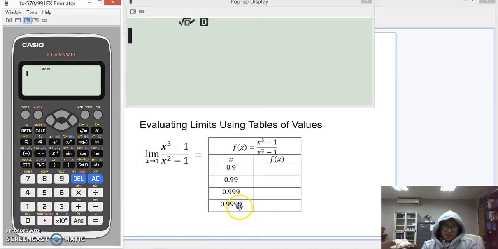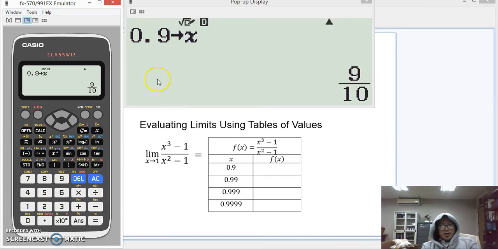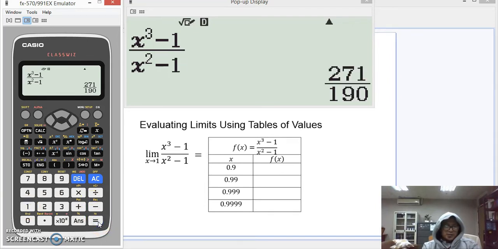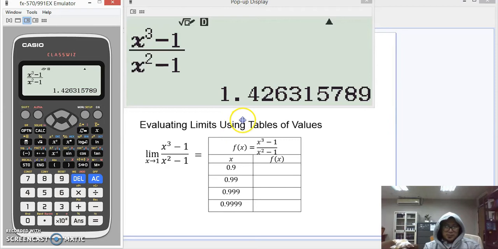Let's try one, the first one, 0.9. Last time I've already shown how to evaluate an expression in the ClassWiz just by using the STO button. So let's do it here. There, 0.9 is now assigned to x. So therefore, I can just type the expression x cubed minus 1 over x squared minus 1 as it appears. We'll be having this value in fraction form. To switch it to decimal, just push this button, S to D. So you have here 1.4263 and so on.